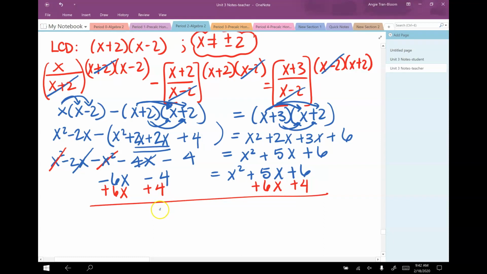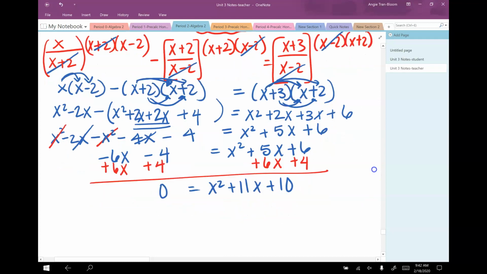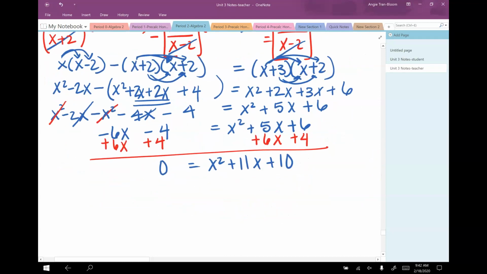Left side? X squared plus 11x plus what? 10. That's on the right, and on the left should be 0. Now what do we do? Factor. Go ahead and try. Is it factorable? You let me know, and then I'll shuffle your cards again to see. Yes, it's factorable. Okay. Check with your team first, y'all.